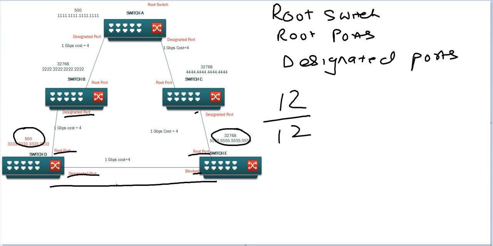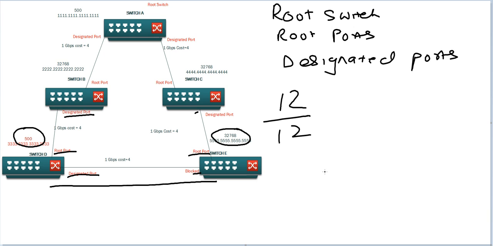How did we manage to find out? Purely on the basis of the cumulative path cost to the root switch. Switch D and switch E have a path cost of 12 to reach the root switch, whichever direction you go. We had a tie, hence the lowest bridge ID is used as the tiebreaker. Switch D has a priority of 500 and switch E has a priority of 32768, hence the port on switch D becomes a designated port and the port on switch E will be placed in a blocking state.